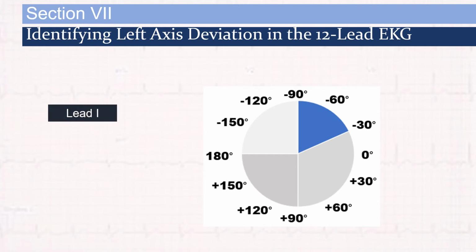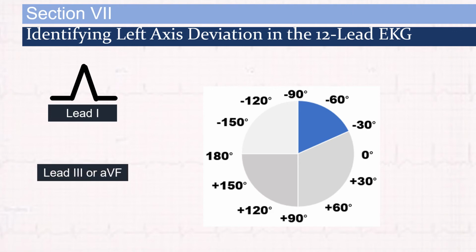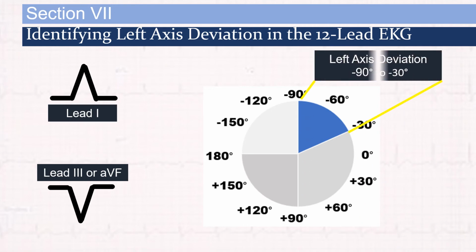If lead 1 has a predominantly upward-facing QRS from the isoelectric line, and lead 3, or AVF, has a predominantly downward-facing QRS from the isoelectric line, this is considered left axis deviation.